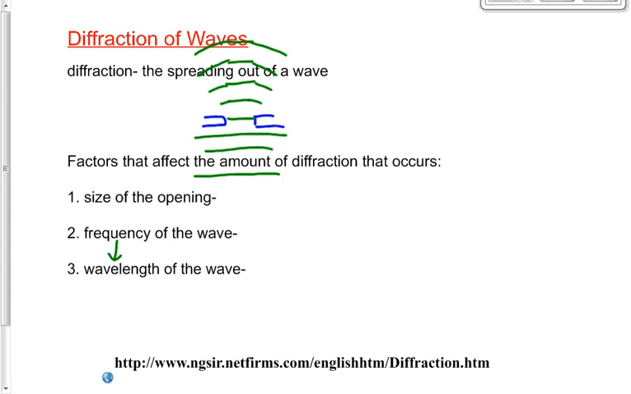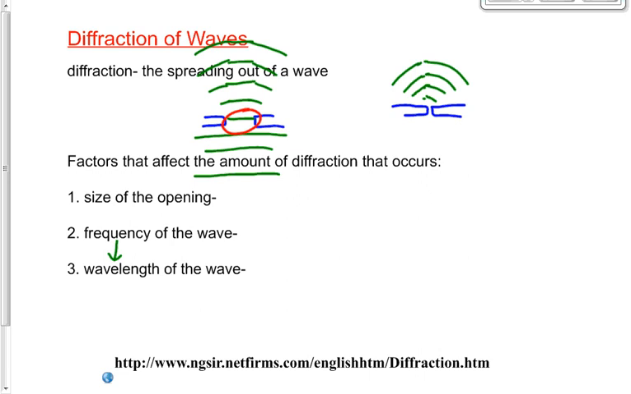In other words, this opening right here that the water wave is going through, if I make that really, really small like this, am I going to get waves diffracting just a little bit like this? Or am I going to get waves diffracting a lot more like this? Small opening creates more diffraction, bigger diffraction. So if you have a smaller opening like this, you're going to get more diffraction looking something like this. We call it a bigger angle of spread, a bigger amount of diffraction there.